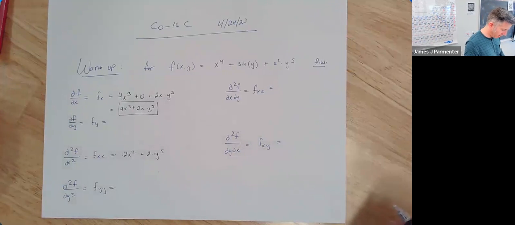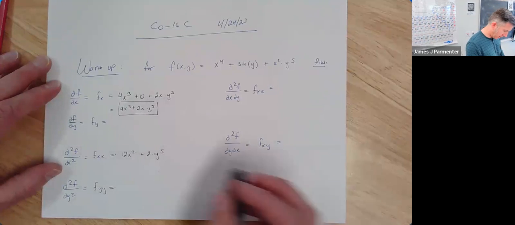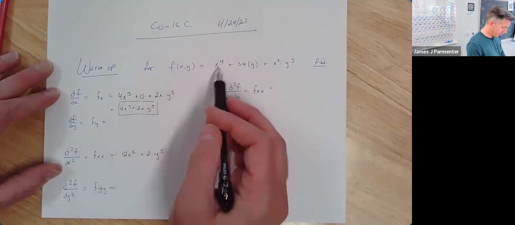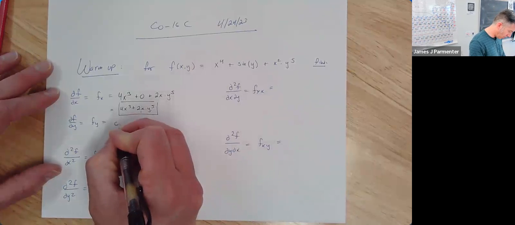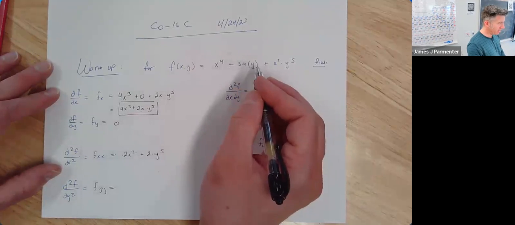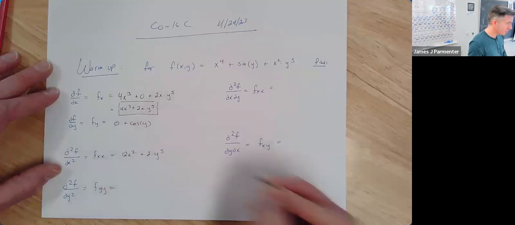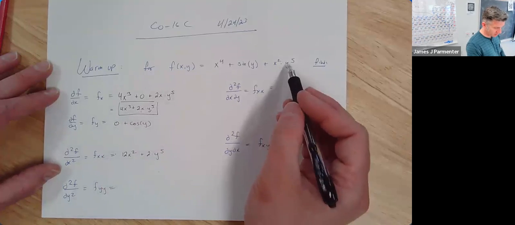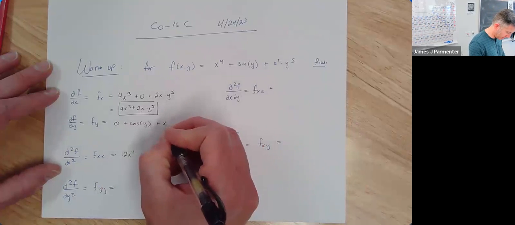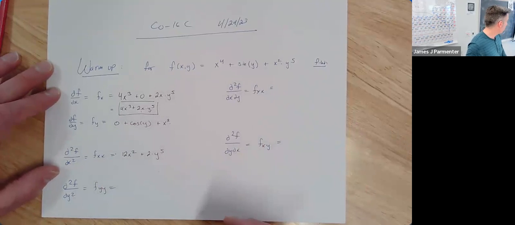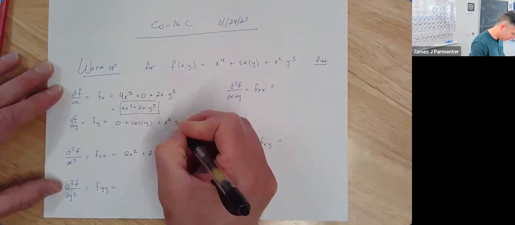We'll do the same thing for fy and fyy. For fy, now x to the fourth is acting like the constant, so the derivative of x to the fourth is 0. The derivative of sine of y is cosine of y. And for the derivative of x squared times y to the fifth, now the x squared gets to pretend like it's a constant, and the derivative of y to the fifth is 5y to the fourth.